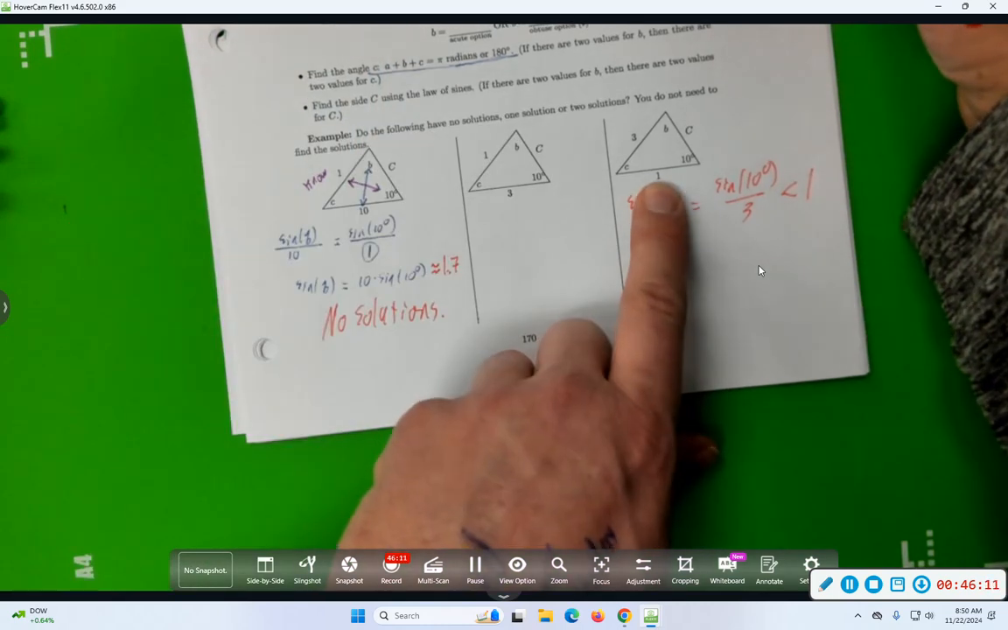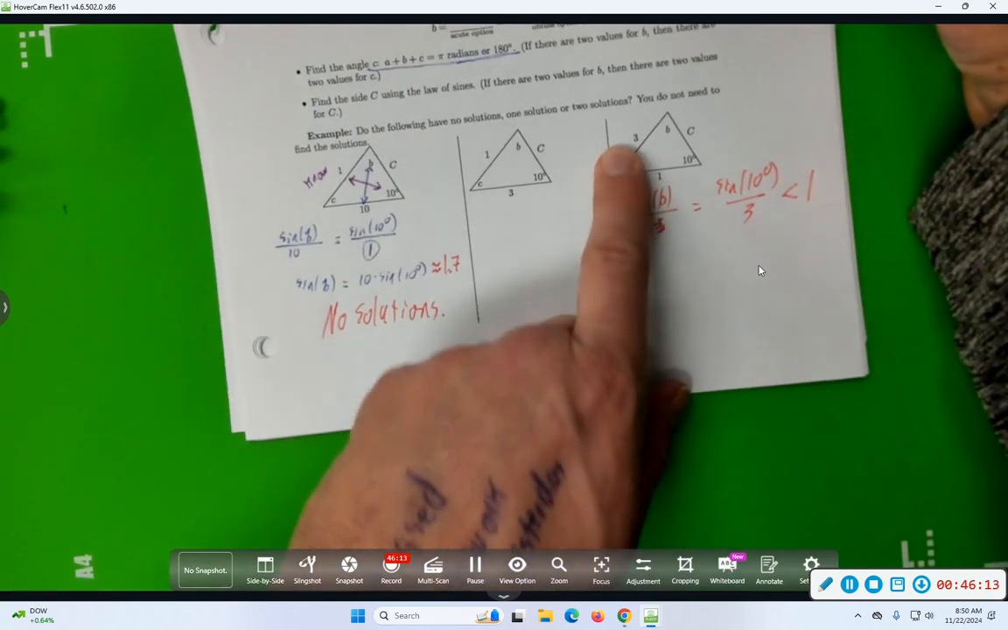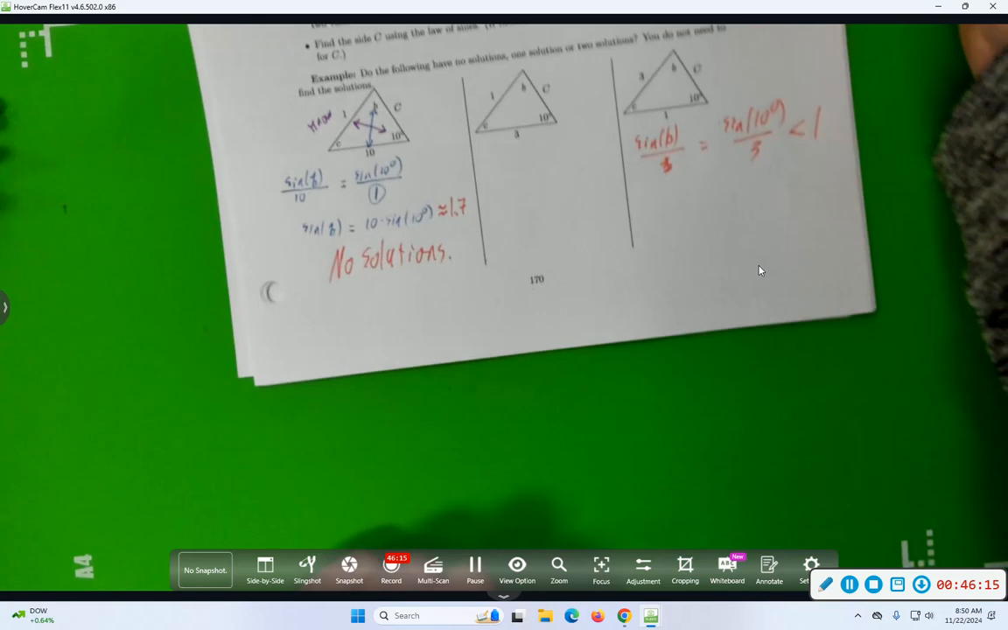Might this side be the longest side? Nope, because there's a side of length 3. This triangle is not drawn to scale.